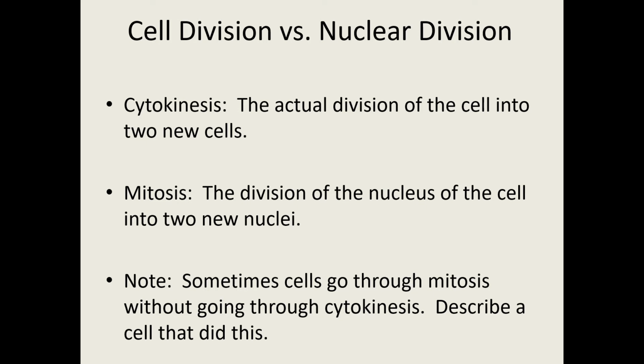So what's the difference between cell division and nuclear division? Cytokinesis is the actual division of a cell into two new cells. Mitosis, however, is the division of the nucleus of the cell into two new nuclei, and those are two different things. Sometimes cells are going to go through mitosis without actually going through cytokinesis. So sometimes cells will divide their nuclei without creating a new cell, without splitting into new cells. That's an important distinction to know when you're talking about cell division.